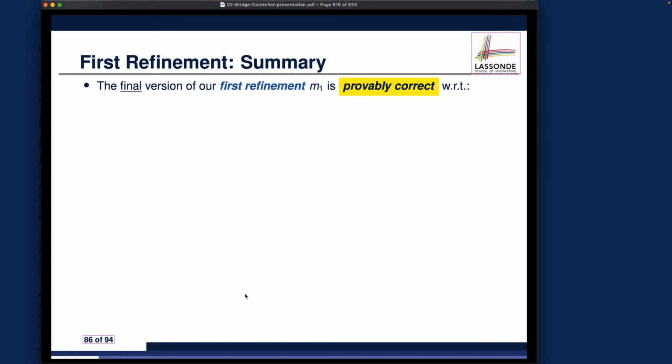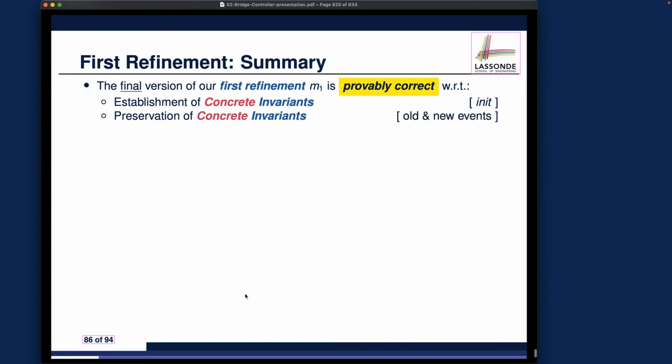So what have we proved? Before I show you the bullet point, think about it. We have proved establishment of concrete invariance for which events? The concrete version for the inits. We have proved the preservation of concrete invariance for what events? For the concrete events, including both the old and the new events.